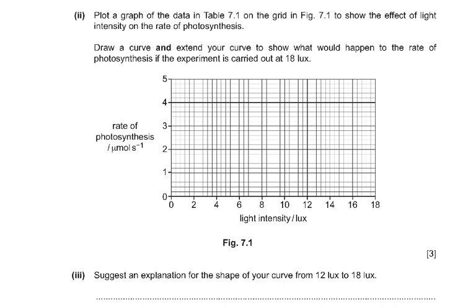Then it says plot a graph of the data in table 7.1 on the grid in figure 7.1 to show the effect of light intensity on the rate of photosynthesis. Draw a curve and extend your curve to show what would happen to the rate of photosynthesis if the experiment was carried out at 18 lux.